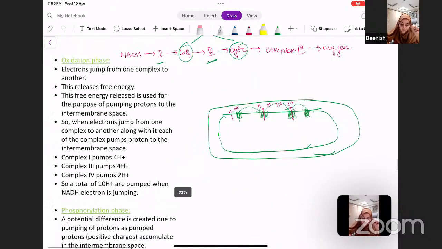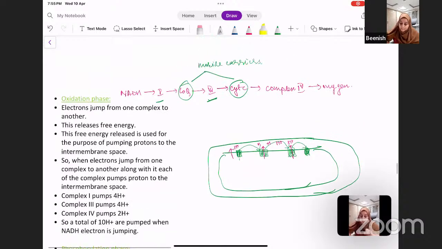So electrons jump from one complex to another, and along with it, the complex pumps protons to the intermembrane space. Your complex 1 pumps 4 protons, complex 3 also pumps 4 protons, and your complex 4 pumps 2 protons. So a total of 10 protons are pumped when the NADH electron is jumping.